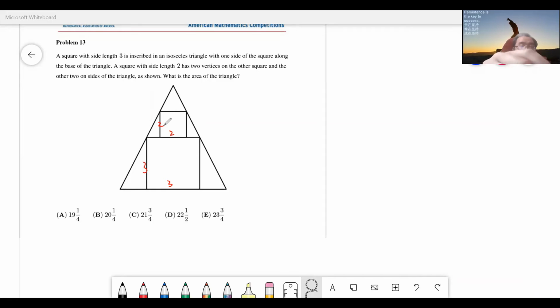Right, and also we know this triangle is an isosceles triangle. Isosceles triangles are symmetric left and right. So if you think about here, we draw here. So we have symmetry here. So you can see this actually is 1.5. So this is 1. So that tells us this actually is 0.5.